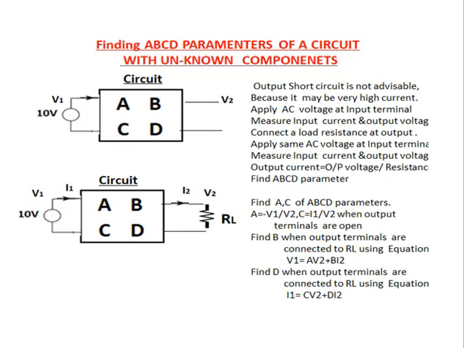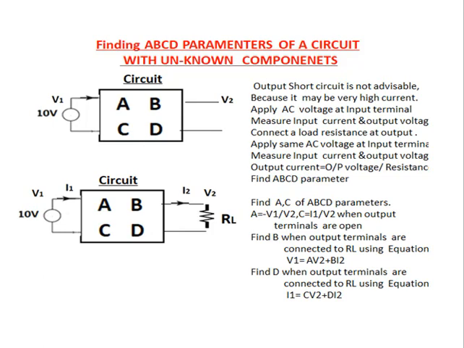Finding ABCD parameters of a circuit with unknown components. Output short circuit is not advisable because it may draw very high current. Apply AC voltage at the input terminal. Measure input current and output voltage.